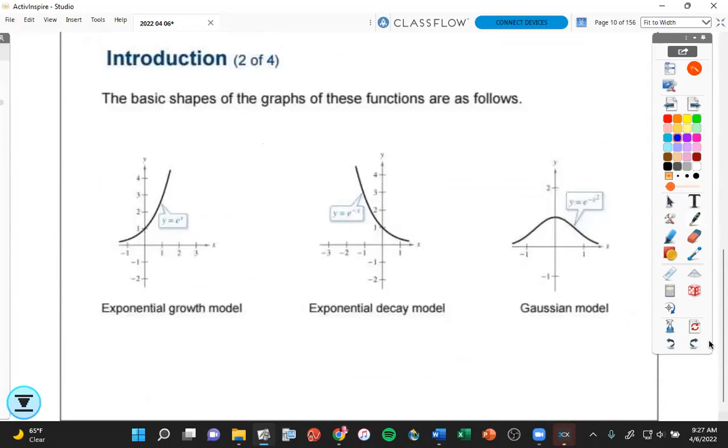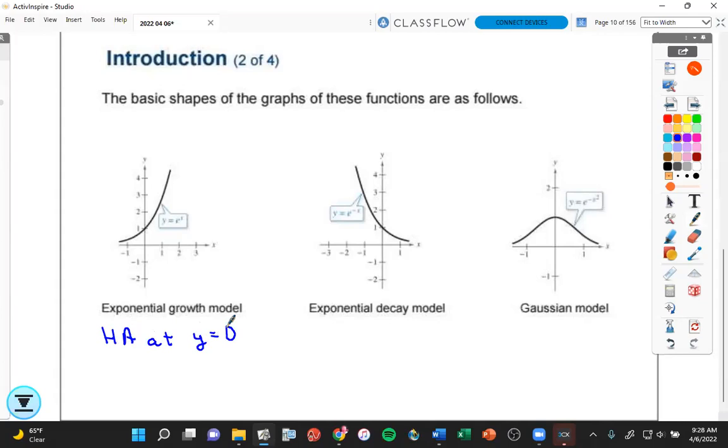Exponential growth. Does the exponential growth model have an asymptote? You think there's one at 2? Okay, and that would be no, because x can be any value. So 2 is not an asymptote. Are there any asymptotes for exponential growth? Yes, we have a horizontal asymptote at y equals 0.